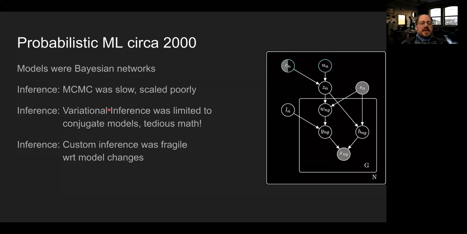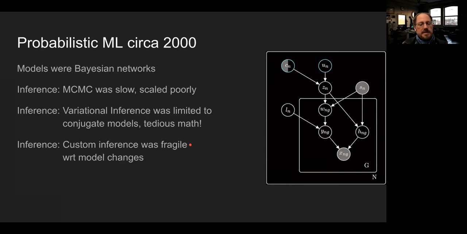There were also, 20 years ago, popular variational inference algorithms, but these inference algorithms were restricted to conjugate models. That is, particular classes of a few different probability distributions or pairs of probability distributions that worked well with each other. That means that if you wrote down a random model, it probably didn't have a variational inference algorithm that was easy to apply to that model. And then deriving a new variational inference algorithm involved a lot of tedious math, often months of math before you could get a good inference algorithm.